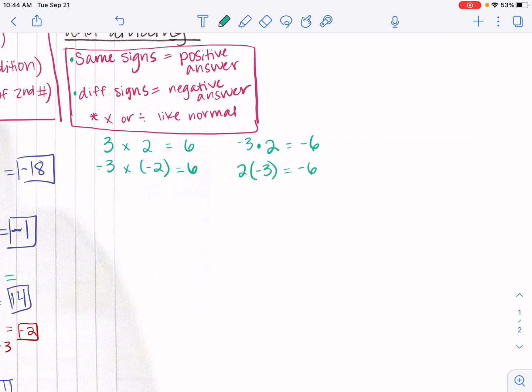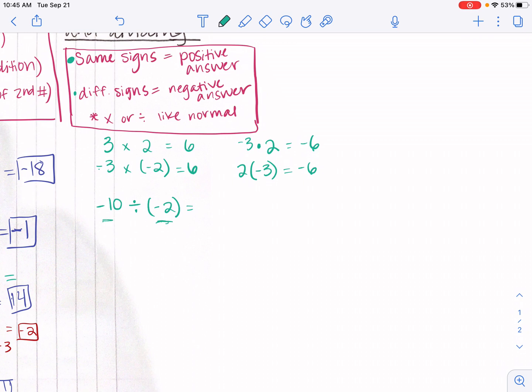Okay, let's do some with division. So let's do one with the same sign. Let's say we had -10 divided by -2. So we know if they have the same sign, that's going to give us a positive answer, so our answer has to be positive. Or you could think about it like, if you thought of division, like 10 divided by 2 means 2 times what equals 10. So you could think about this like -2 times what equals -10.